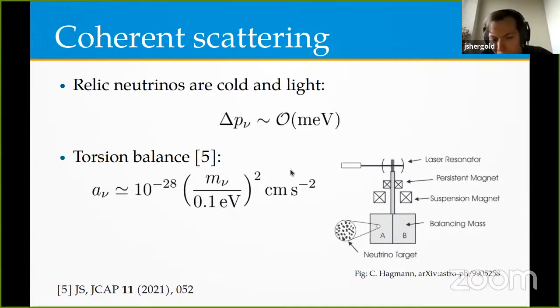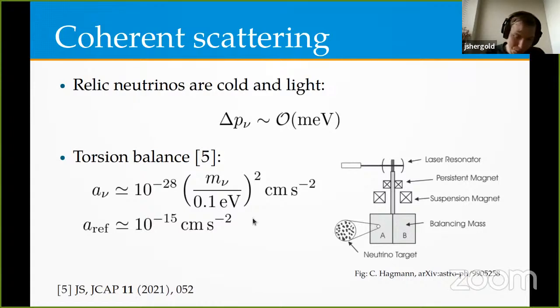Now, what can we actually measure? What's the best acceleration we've ever seen? Something like 10 to the minus 15 centimeter per second squared in the tests of the weak equivalence principle. So with this coherent scattering idea, we're about 13 orders of magnitude off, which begs the question, right? Why have I wasted your time in showing this proposal? It's 13 orders of magnitude off.